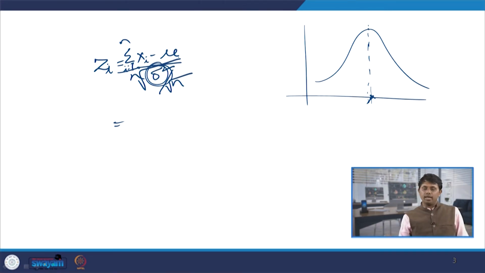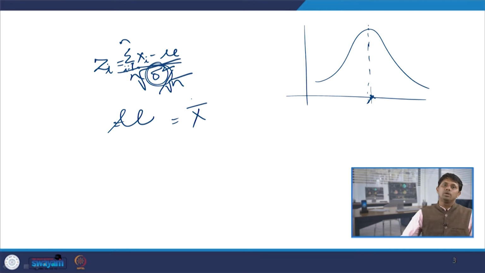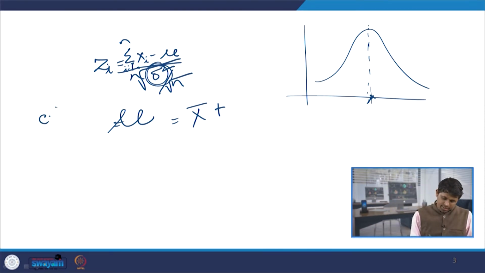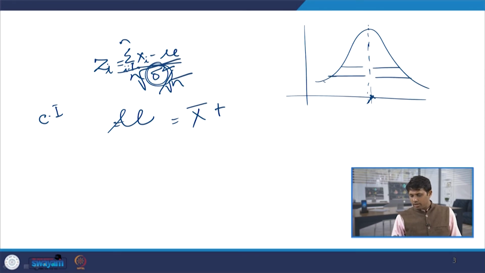Now, if I convert the equation in terms of mu, this will be equal to x bar, because I have taken the sum of i from 1 to n, divided by n, into xi. So, it will be x bar plus, if I am interested in calculating the confidence interval, CI. I have already discussed the confidence interval. These are actually the intervals from the central mean.